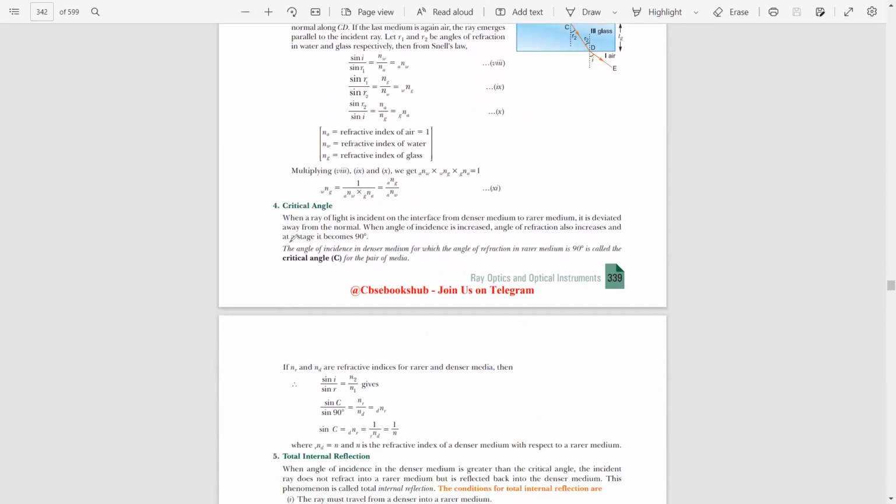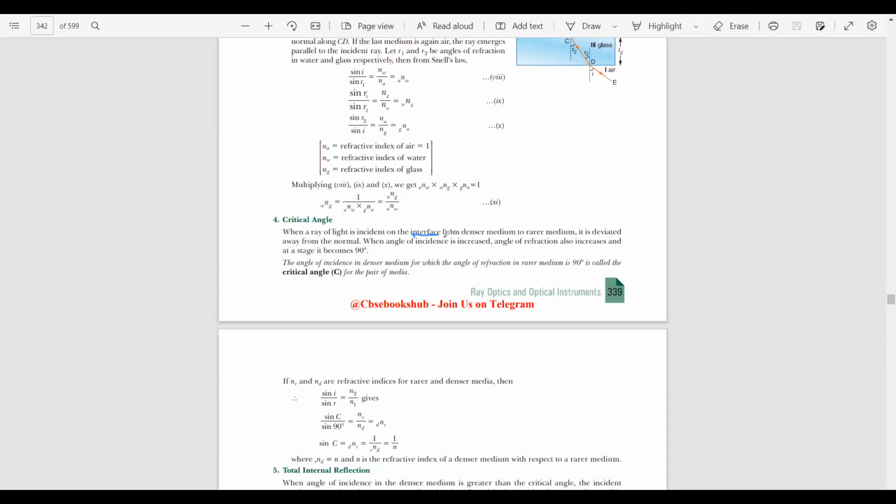Critical angle. When a ray of light is incident on the interface from a denser medium to a rarer medium, it is deviated away from the normal. When the angle of incidence is increased, the angle of refraction also increases, and at that stage it will become 90 degrees.